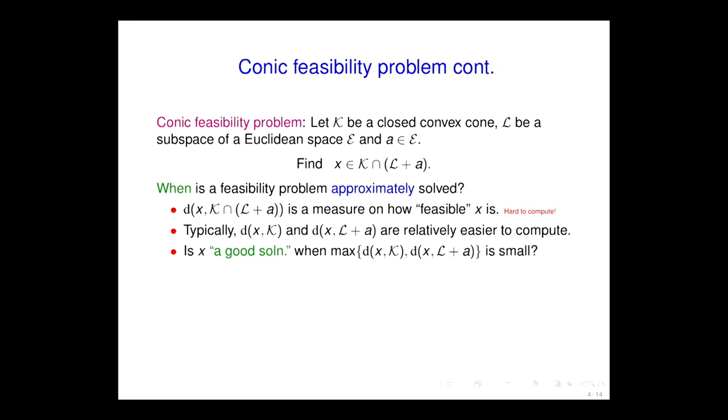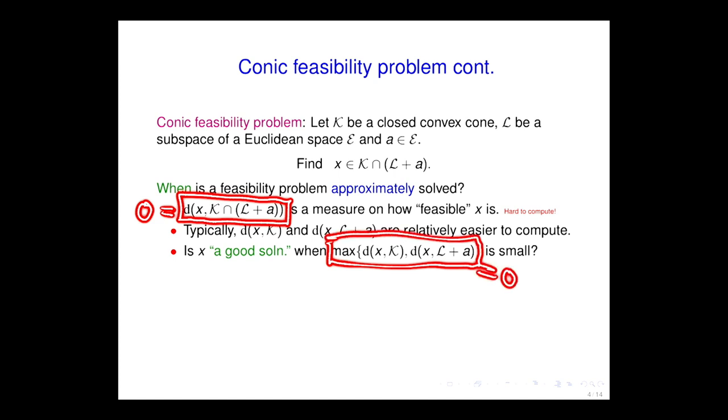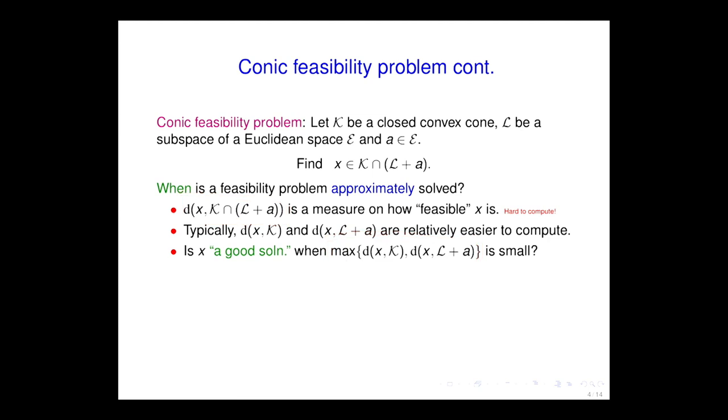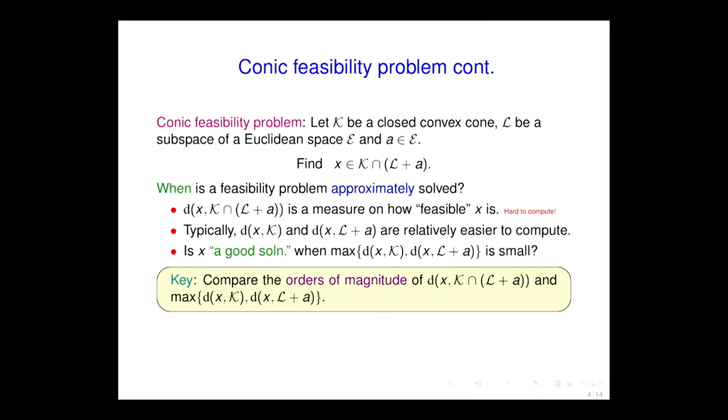But now, can we declare that we have a good solution if this gadget is small? Sounds like a stupid question to ask, but it's not very obvious if you think about it. First of all, this gadget is zero if and only if this gadget is zero. That is true. But we only know that this gadget is greater than or equal to this gadget, typically not the other way around, because the set upstairs is smaller. And indeed, it could happen that when this one is on the order of 10 to the minus 16, this one may only be on the order of 10 to the minus 1. So what matters is really to compute the order of magnitudes of these two gadgets, so that we can hope that by making this thing small, this one might be small. Then we can say something.